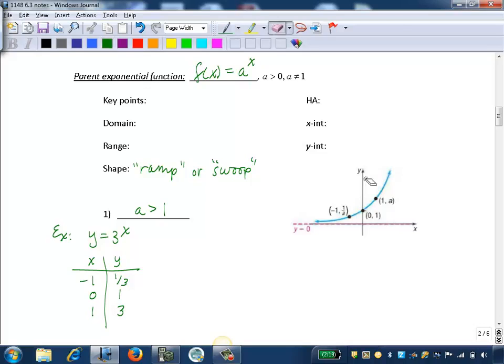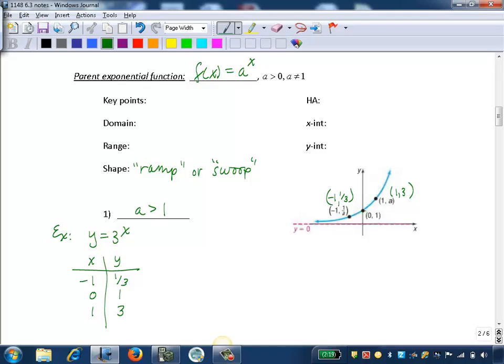If you look over on this general example here with the generic a written in there, we've got negative 1, 1/3. You may just want to sketch this on here because sometimes it's easier with a number than that a. Here's your 0, 1, and then here's our 1, 3. So those are our key points.